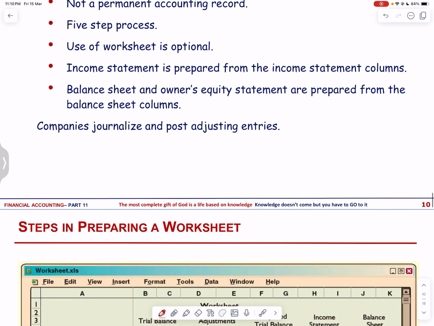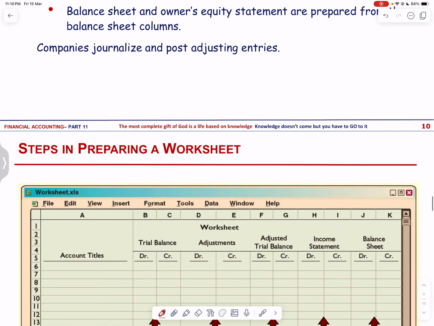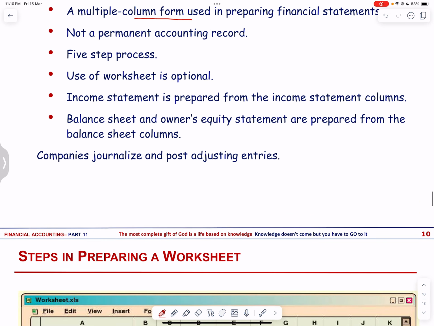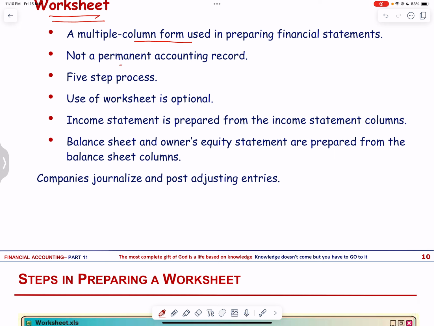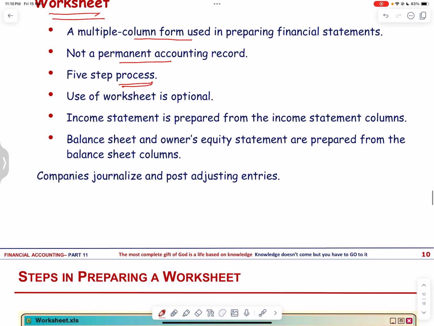So a worksheet is a multiple column form used in preparing the financial statements. You can see there are multiple columns over here. It is not a permanent accounting record. There are 5 steps involved in the process. You can see first we prepare the trial balance, and we will look into each one of them in a few minutes. Obviously, making a worksheet is an optional task. An income statement is prepared from the income statement columns, while the balance sheet and owner's equity statement are prepared from the balance sheet columns.